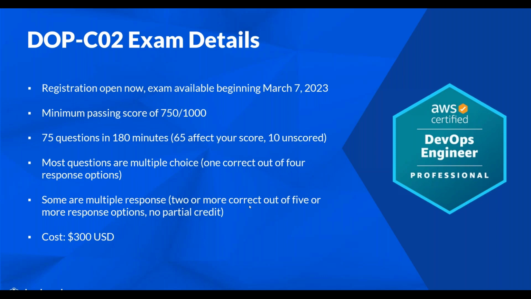So you do need to answer them all as if they all count, because there's no way to know. Most of the questions that you receive are going to be multiple choice. The professional level exams tend to ask lengthier questions than you might have experienced on the associate level exams in the past. But they're still going to have 4 answer options, and of those 4 answers, 1 will be correct.